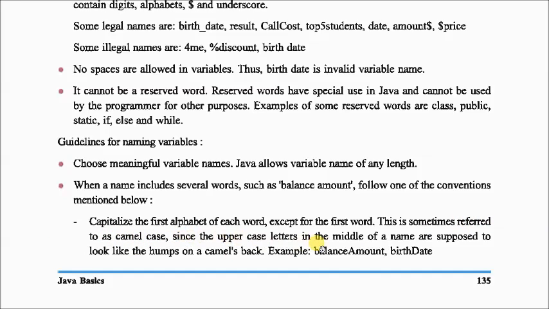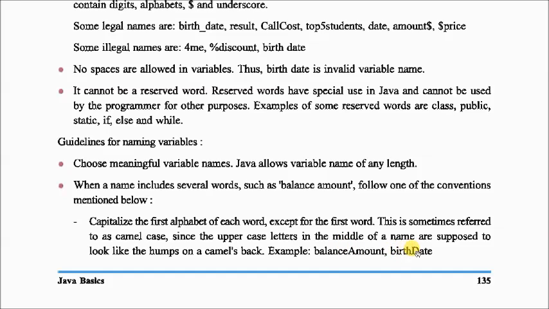The uppercase letters in the middle of a name are supposed to look like the humps on a camel's back. For example, balanceAmount. Sometimes you can use a capital A in between, if you don't want to use the underscore. So here you can use capital A in between.